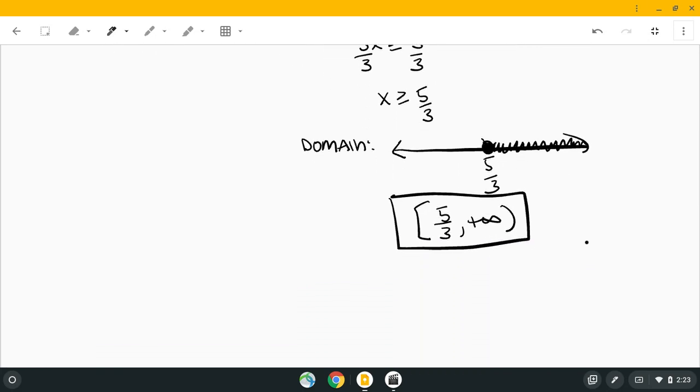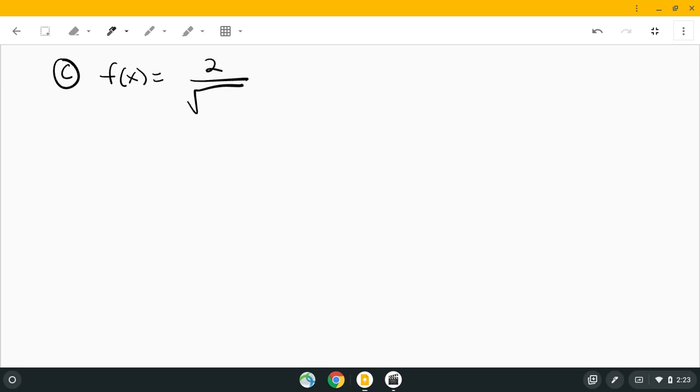so we can't have 0 as part of our domain. Okay? All right, and let's see an example where we have both of those conditions to think about. So f of x equals 2 over the square root of x plus 1. Okay, so we don't want this to be negative.